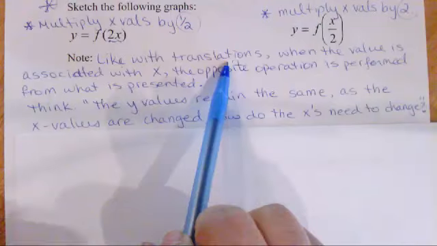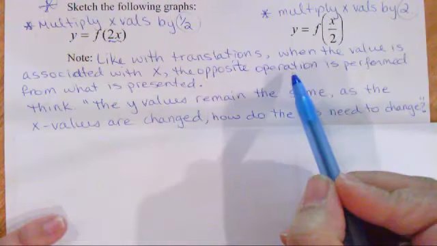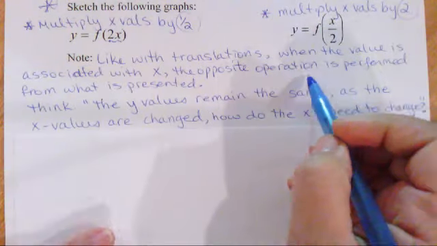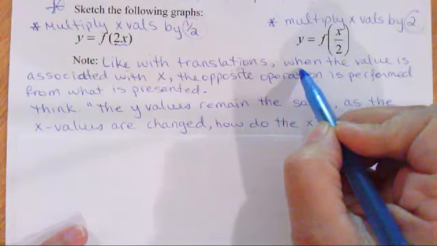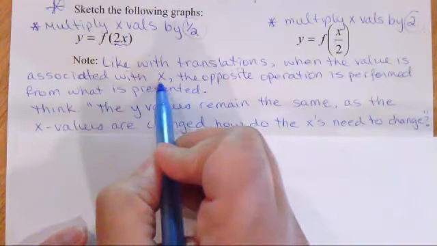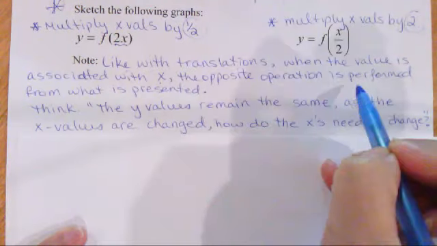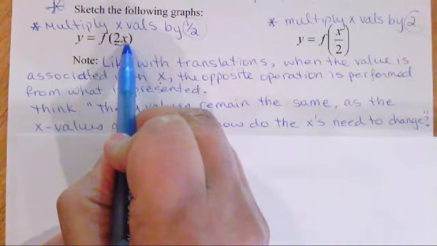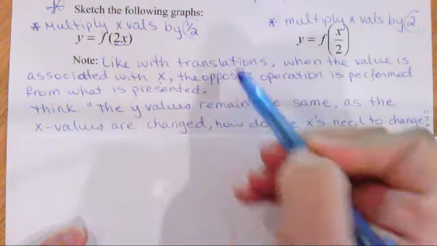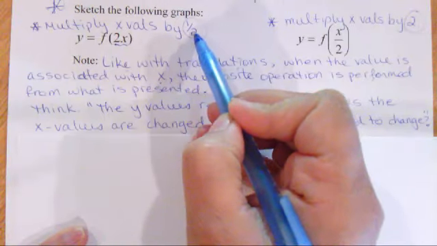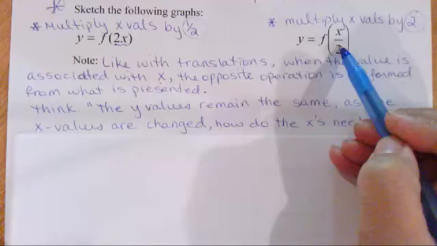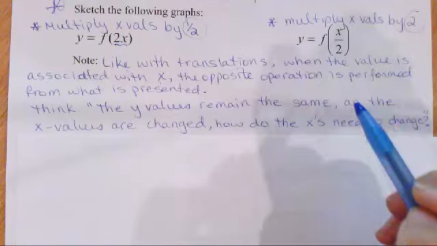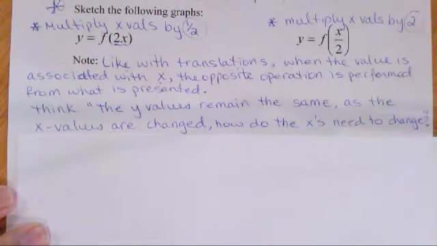Like with translations, when we did, remember when it was moving left or right, our movement was opposite to the connecting sign. It's kind of the same idea here. When the value is associated with x, the opposite operation is performed from what is presented. So over here you see 2 times x, but in reality what we're going to do is multiply the x values by a half. And over here we've got x divided by 2, so we're going to do the opposite operation. We're going to multiply the x values by 2.